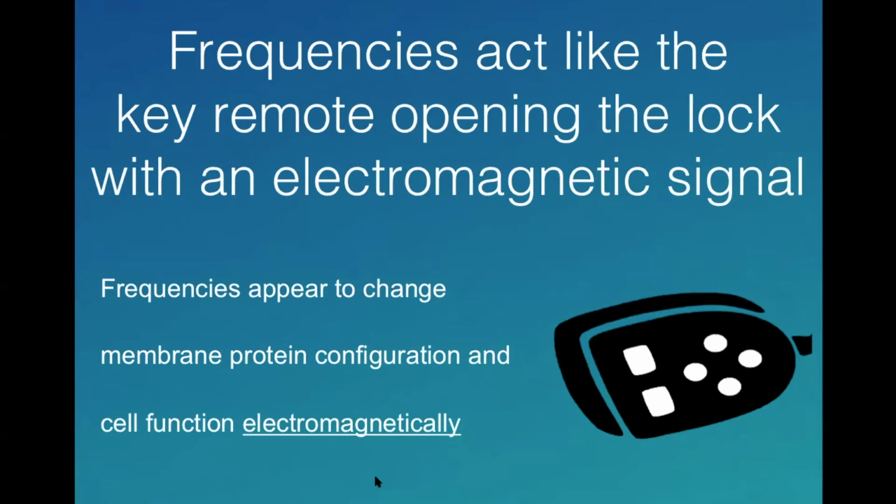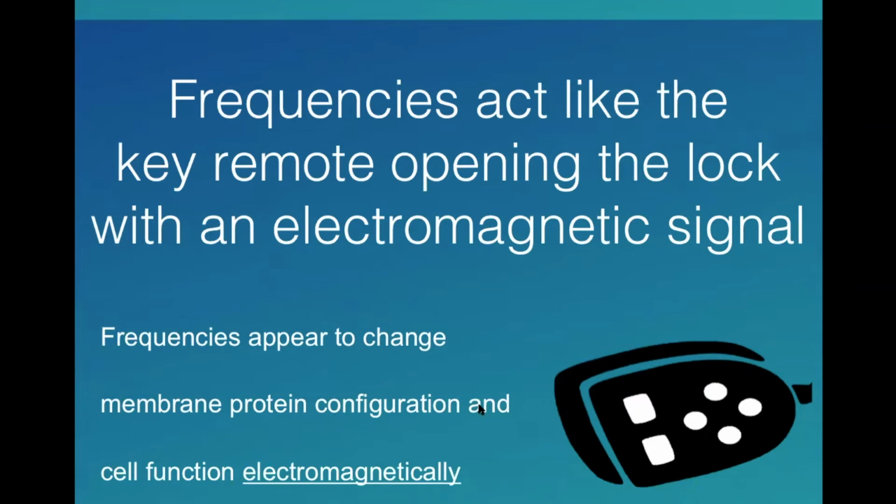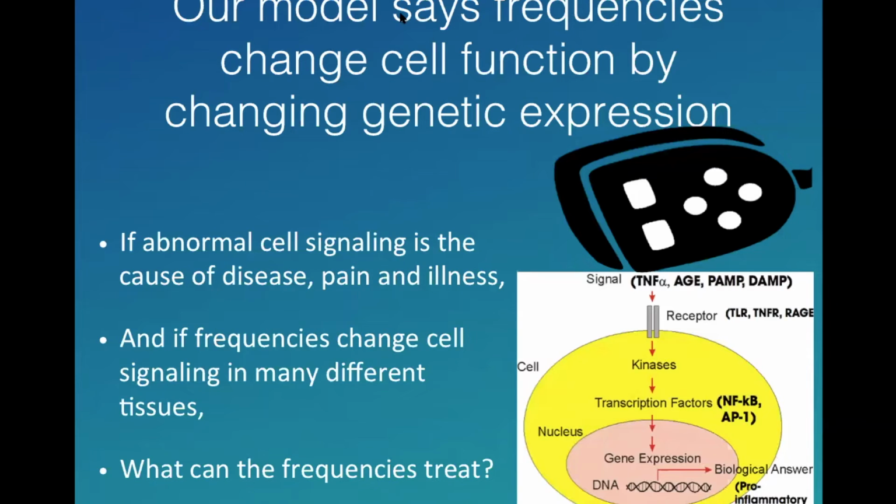Now, the frequencies act like your key fob, your key remote, opening the lock with an electromagnetic signal. They appear to change, I don't have any genetic research to prove this, but it's the only thing that makes any sense. And at least it is a testable model. If anybody knows anybody who has a genetics lab that would be interested in testing this out, I'd love to see it proven. So the frequencies appear to change membrane protein configuration and cell function electromagnetically, not with a key and a lock, but like your key fob, opening your car door. So our model says that frequencies change cell function by changing genetic expression.